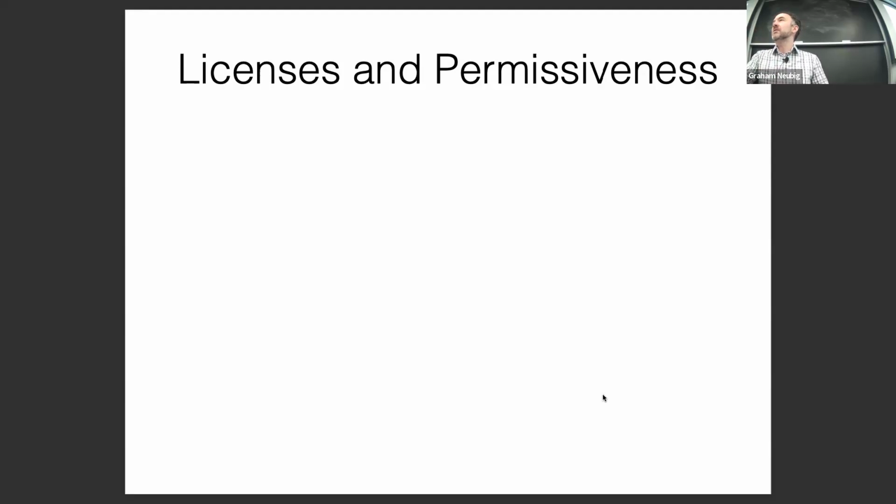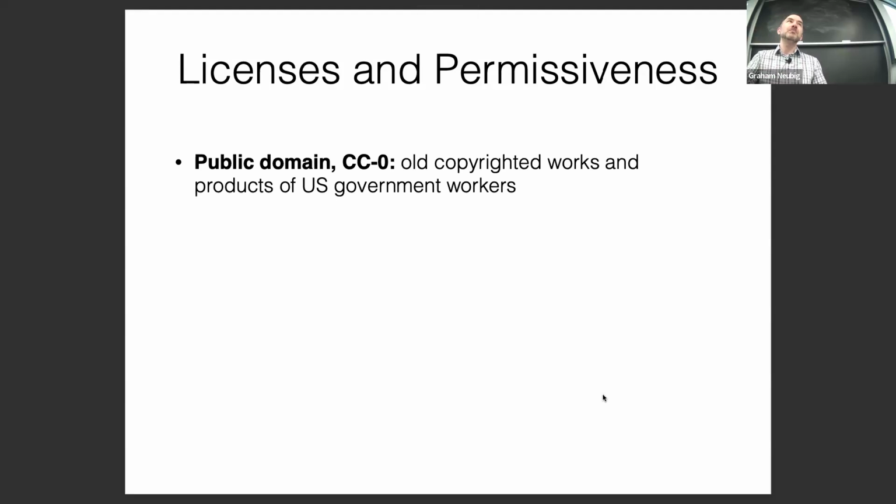If you're in a big company, this is something that becomes really important. So it's important to think about. I'm going to go through several degrees of licenses that, if you've done anything in open source, you probably know a lot of. The first one is public domain or CC0.